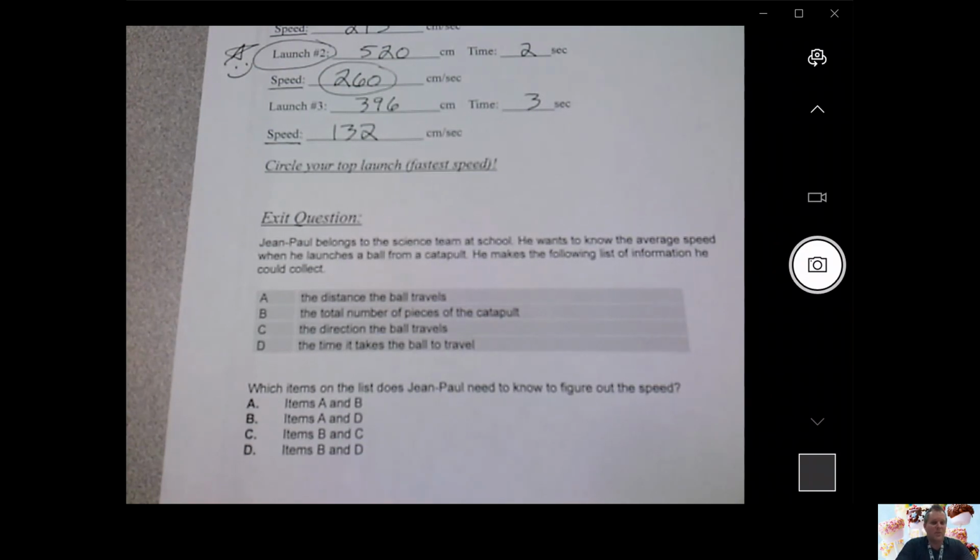But here's the question: which items on the list does John Paul need to know to figure out speed? These are all nice pieces of data, but which 2 do we need in order to figure out speed? Is it A, B, C, or D? So what do you guys think? Go ahead and pause it here. Talk about it with your class or a peer.